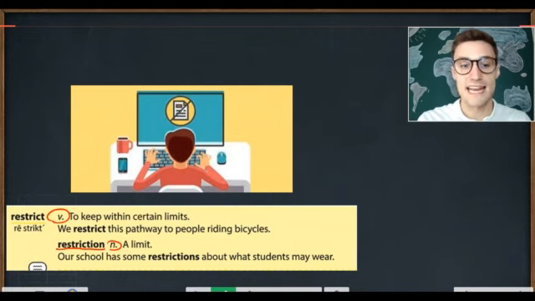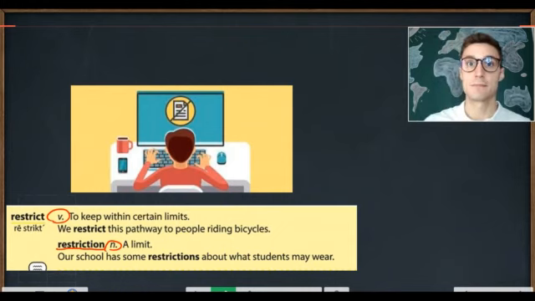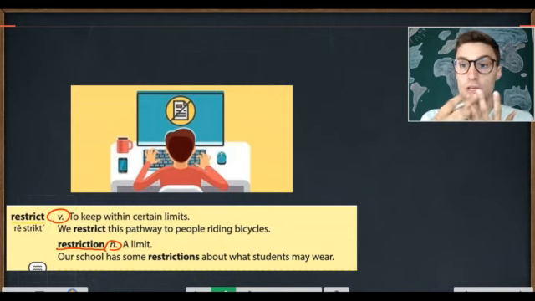Restriction is the name of a limit. So what is the speed restriction? What is the speed limit? Our school has some restrictions about what students may wear. So students may wear clothes, but they may not wear cuticle or nail paint. So there is a restriction against nail paint. So no nail paint. There is a restriction against it.